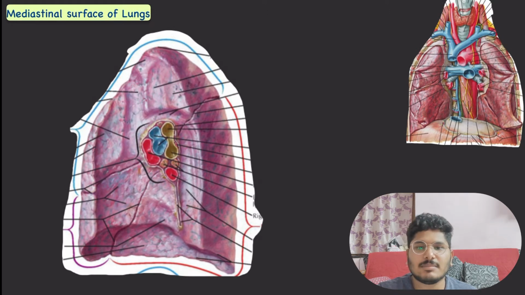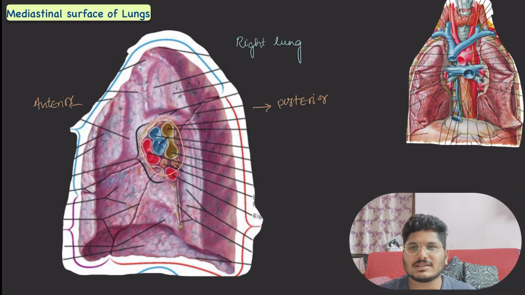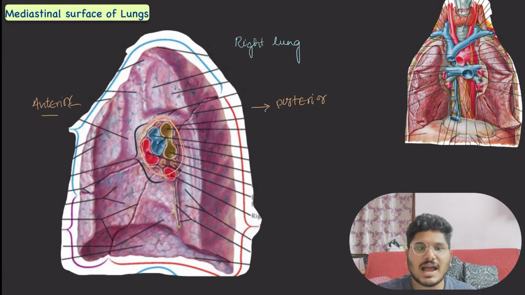So here this is the mediastinal surface of lungs. This is the right lung mediastinal surface and this is the anterior relation of the right lung. This is the posterior relation of the right lung. Both the lungs have a hilum or a connecting stalk, through which the major vessels like pulmonary artery, vein and the bronchi will enter each lung. This is called as hilum of the lung. So this is the anterior relation, this is the posterior relation of this right lung.